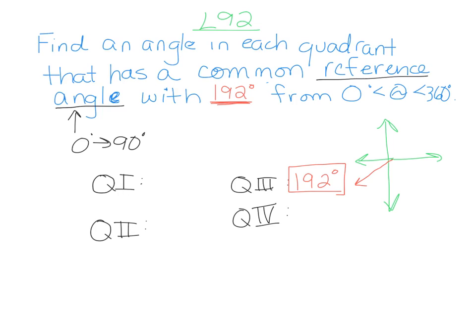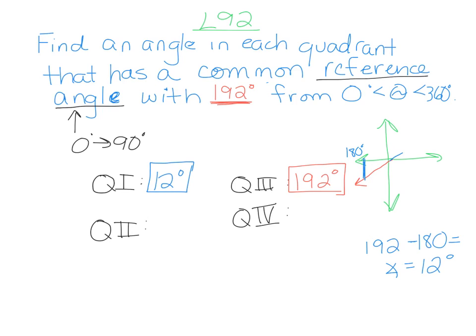Now to find the reference angle, we're always working back to that bow tie picture or working back to the x-axis. So here I make a little triangle with the x-axis. This is 180 right here. So 192 minus 180 equals 12 degrees. So that is my reference angle. And that is also my quadrant 1 answer, because 12 degrees fits in quadrant 1.